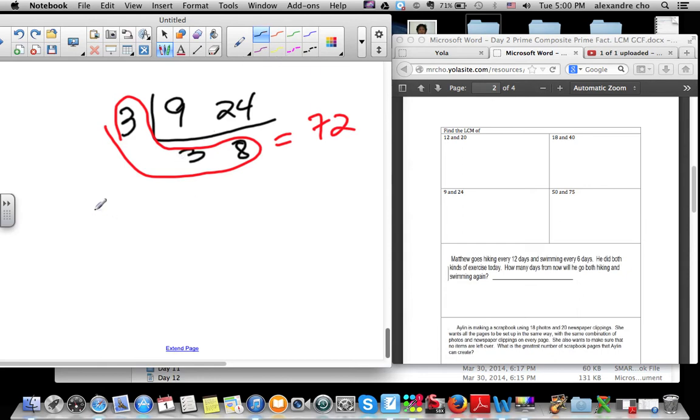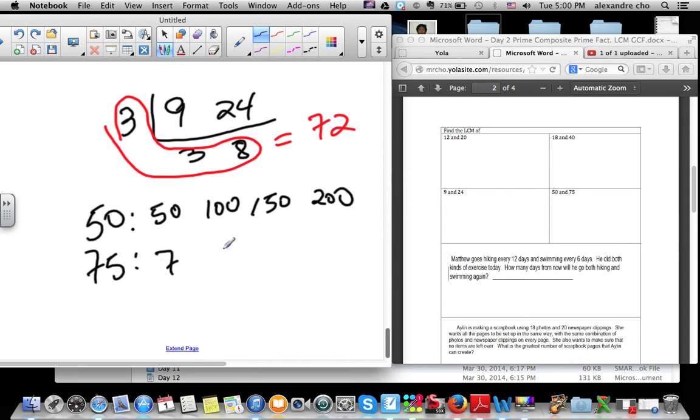50 and 75. Okay, you know what? Why don't we list this? Because 50 and 75 are easy numbers to count by. 50, 100, 150, 200, and let's stop there. 75, 150. So there we go.